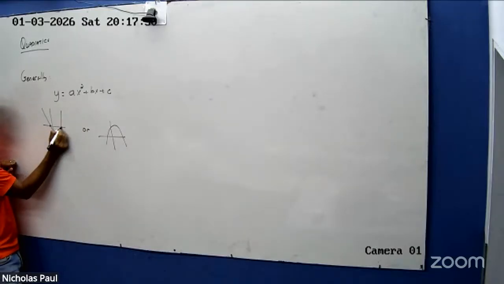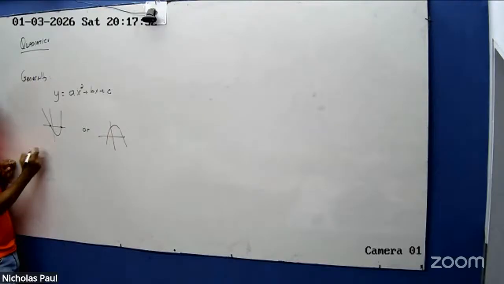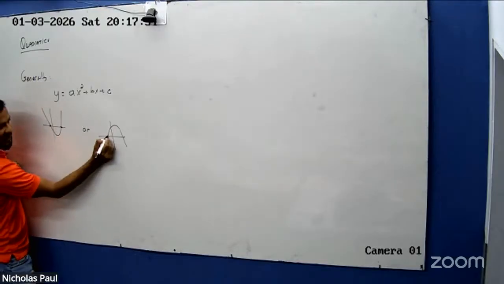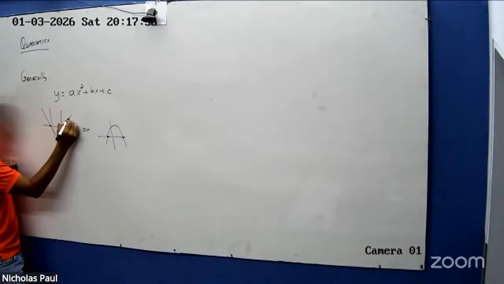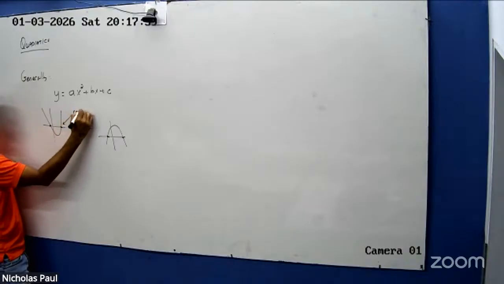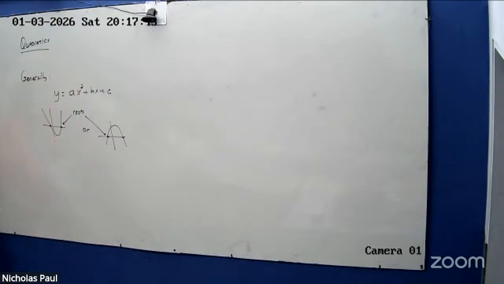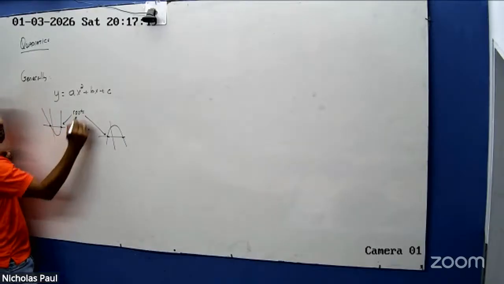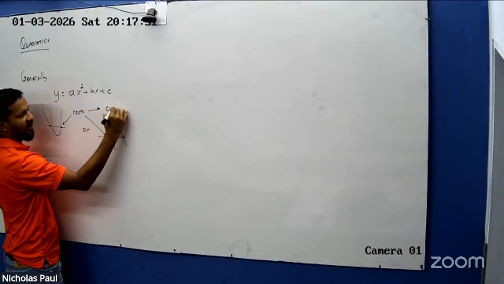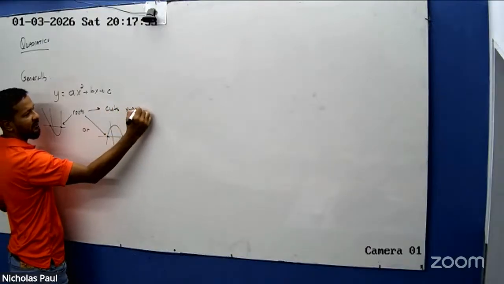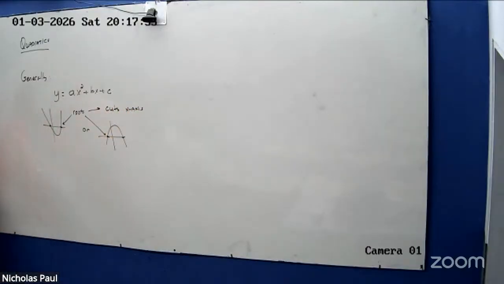These two points, when it cuts the x-axis, so you see when it cuts the x-axis here and here, this is called a root. Same thing here. These are called roots. So we're going to investigate a little something about the roots. The roots are where it cuts the x-axis. So I'll put that here for you. Cuts x-axis.